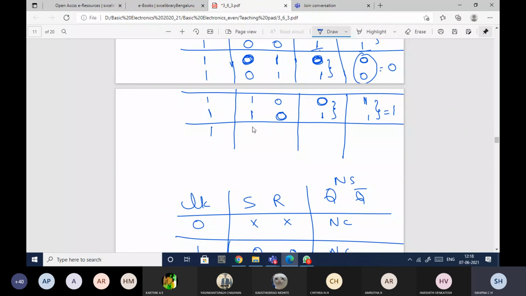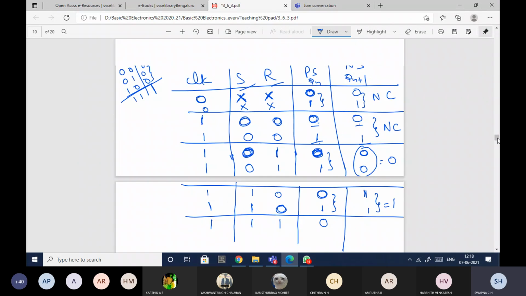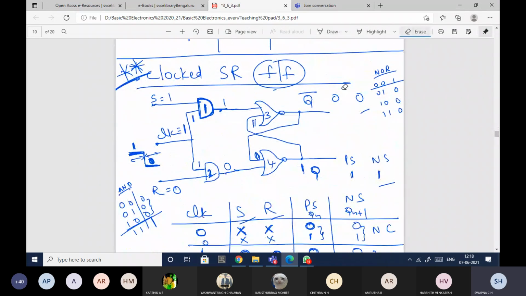Now I'll go with the last case. Clock is equal to 1, S is equal to 1 and R also is equal to 1 and the present state is equal to 0. For this I have to analyze. Let me erase everything. So the output of the first gate is 1, 1, 1. The output of the second gate is also 1.